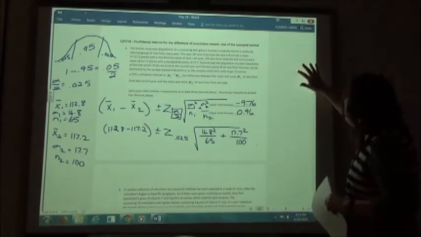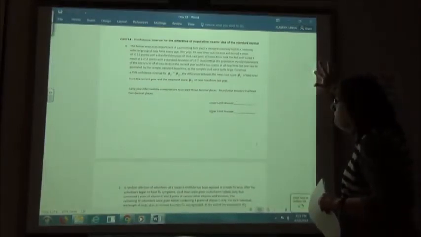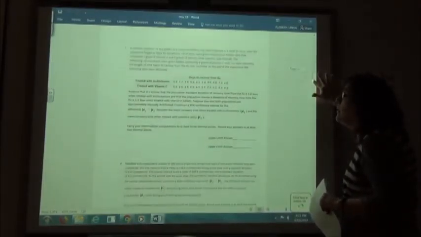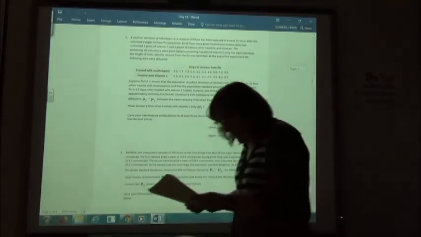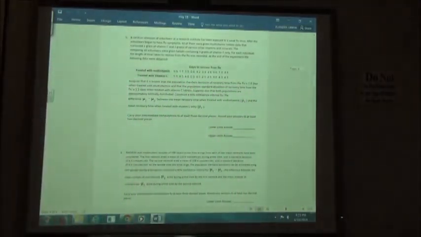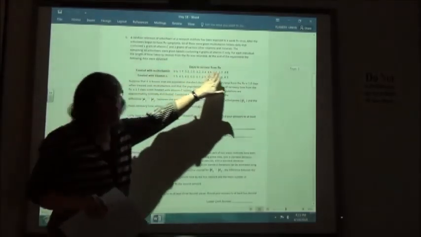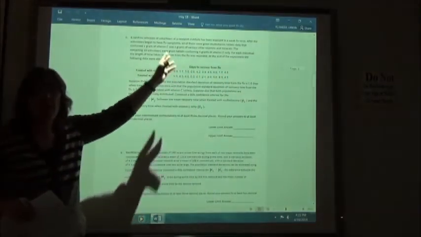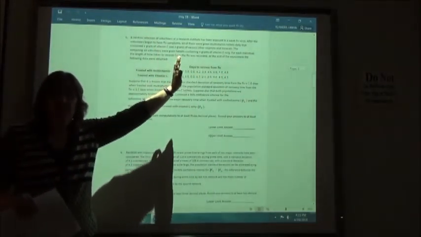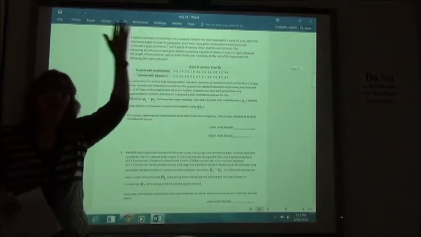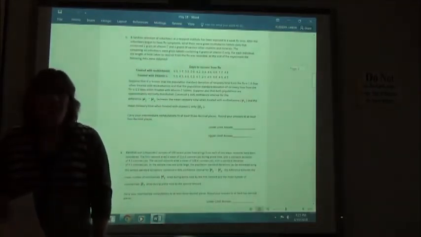So number 5 is going to pretty much be the same thing. If I can get to number 5. Oh, no, it's not, because number 5 is meaner. Number 5, instead of just giving you the means and the standard deviation, they're giving you a table of values. So you either would have to calculate that using the formula or use your graphing calculator.